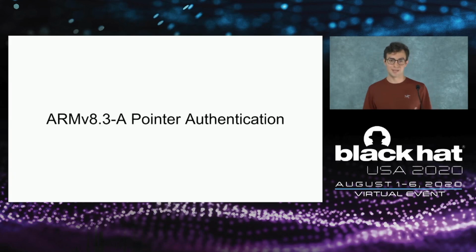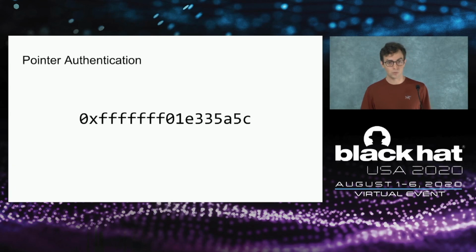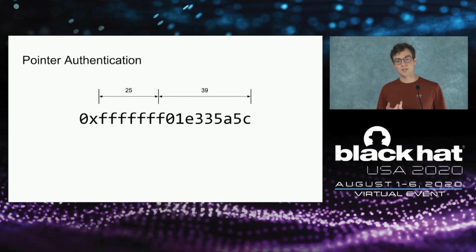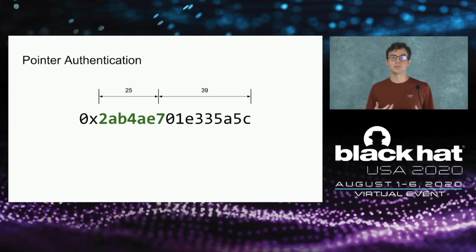So what is pointer authentication? It's a security feature from ARM v8.3. And the basic idea is that here you have a kernel pointer. And if you look, you'll notice that the upper bits of this pointer are basically all one. They're all unused, storing redundant information. So the idea with PAC is to replace those unused bits of the pointer with a cryptographic signature over the lower bits of the pointer.